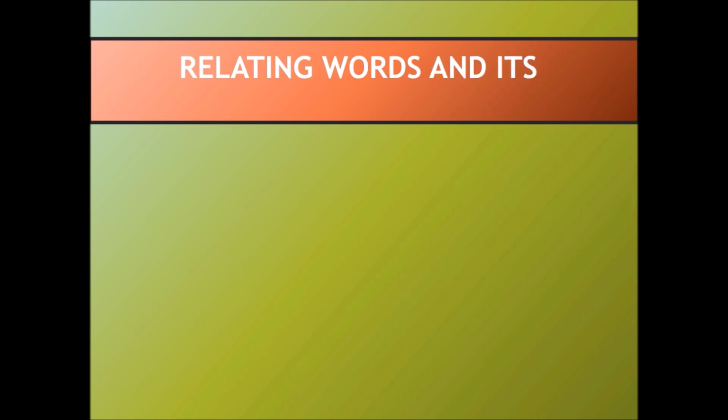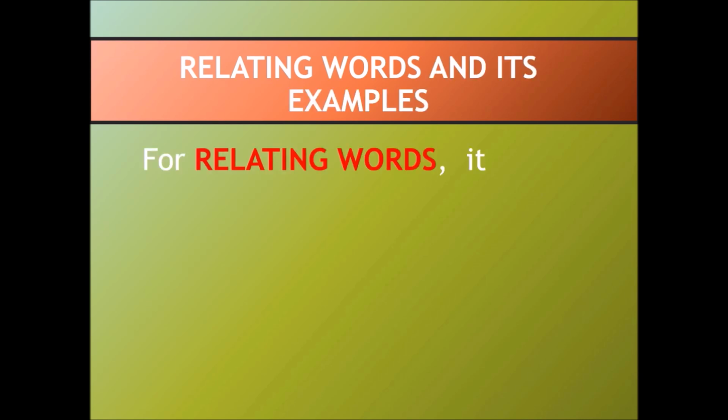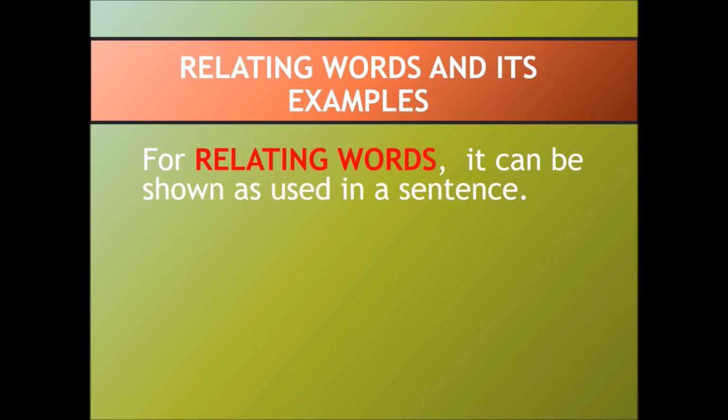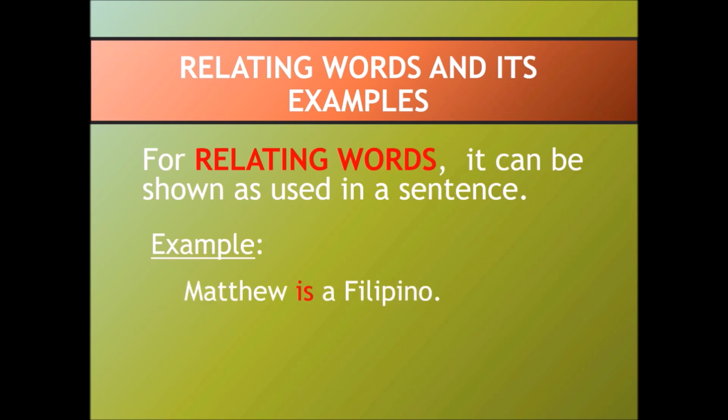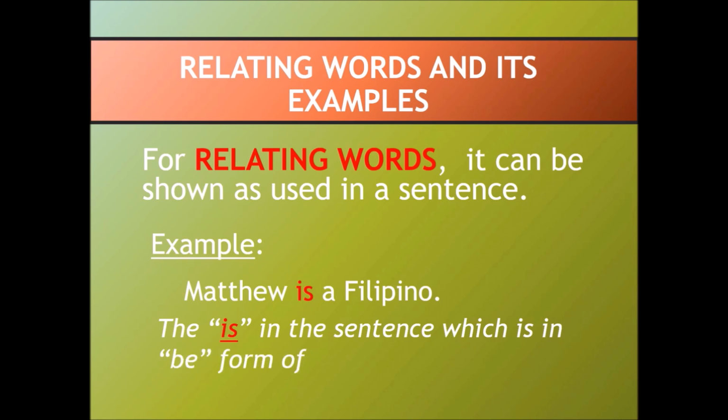Relating words and its examples. For relating words, it can be shown as used in a sentence. Example: Matthew is a Filipino. The is in the sentence, which is the be form of the verb, relates Matthew to being a Filipino.